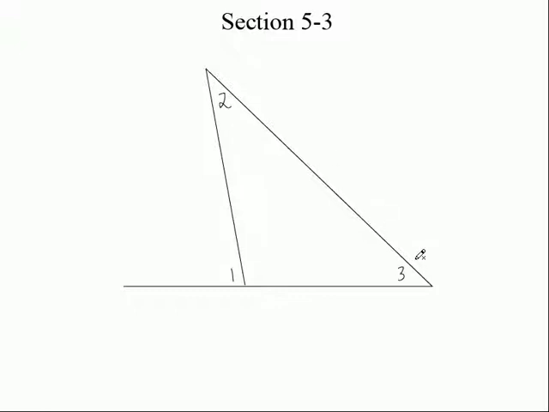Now, we learned something, I don't know, a lesson or two ago. I forget exactly what lesson it was. But we learned a relationship between this angle. Now, look, this angle's on the outside of the triangle. So what do we call this angle? What's the name of it? It's an exterior angle, right? It's on the outside, right?